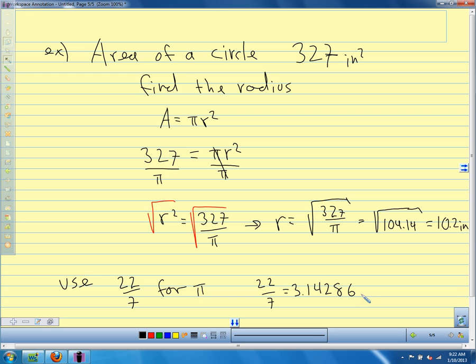So some of the problems will say use 22/7 for pi. All it's asking you to do is use the fraction 22/7 instead of the symbol pi. 22/7 is one of the approximations that I think they may have come up with in Egypt. It's just one of the ways to approximate pi, just a convenient number to use for pi.